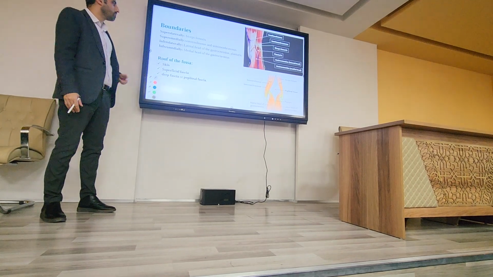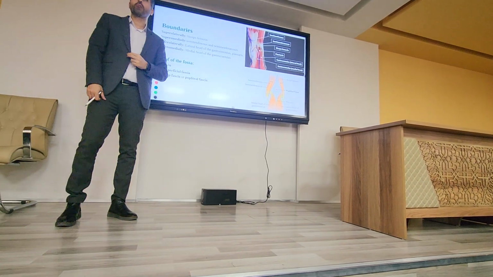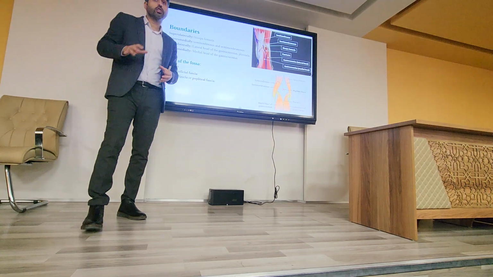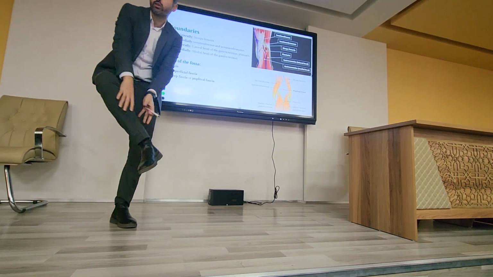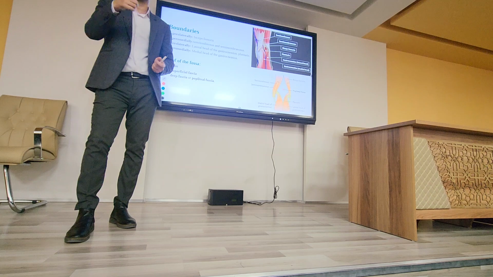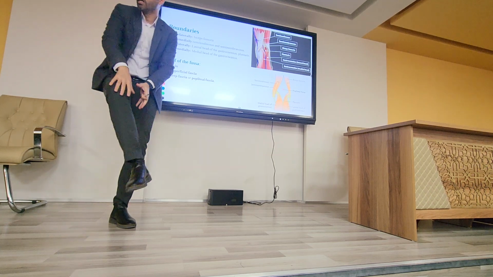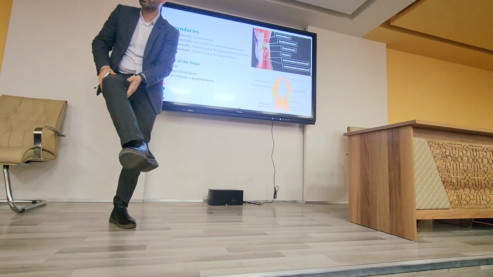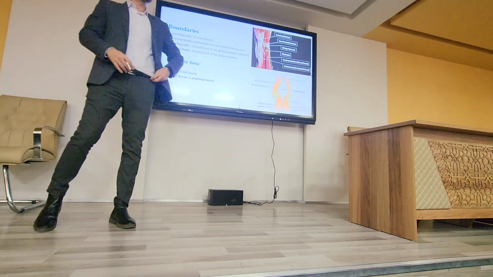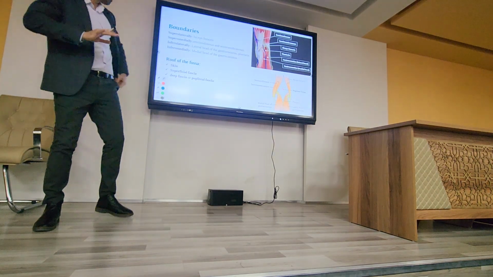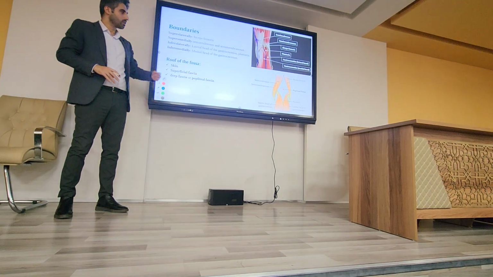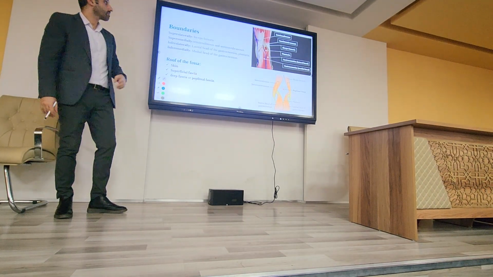What is the name of the deep fascia in the popliteal fossa? Popliteal fascia. I told you, the deep fascia of the lower limb is one layer, like a sock. In the thigh we say fascia lata, but in the popliteal region we say popliteal fascia. It's one layer. So the deep fascia is the popliteal fascia.